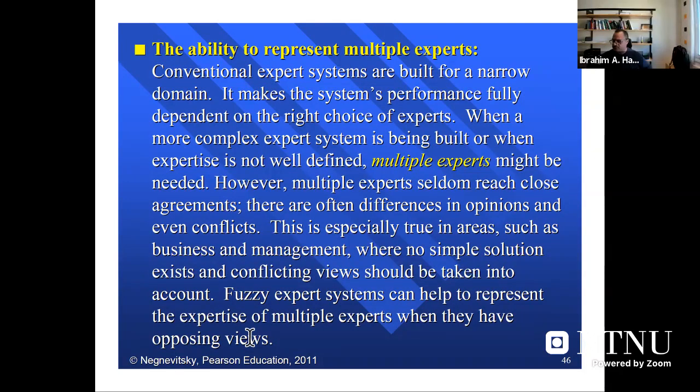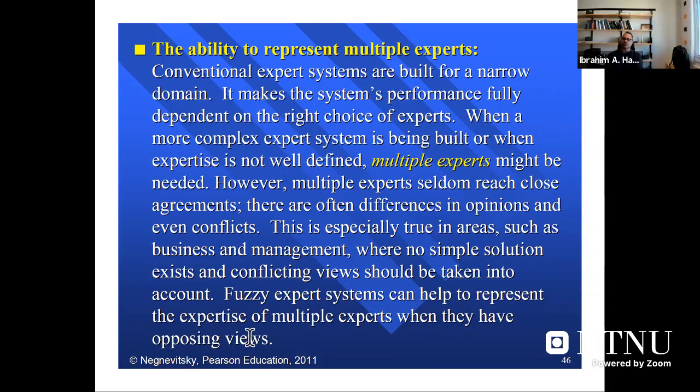Conventional expert systems are built for a narrow domain. It makes the system performance fully dependent on the right choice of experts. When a more complex expert system is being built, or when expertise is not well defined, multiple experts might be needed. However, multiple experts seldom reach close agreement. I mean, there are conflicts between different people, and there are often differences in opinions and even conflicts. This is especially true in areas such as business and management, where no simple solution exists and conflicting views should be taken into account.